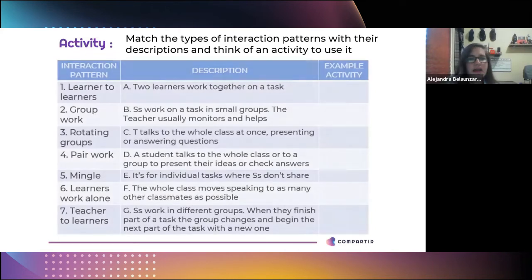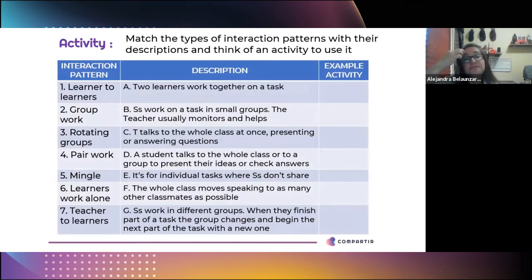So I am going to show you some interaction patterns, and I would like you to give me an example activity. Okay, first we are going to match the interaction pattern to the description, and then I would like you to tell me what would be an example activity that would suit this kind of situation. So we have this one. Two learners work together on a task. How do we call that interaction pattern first?